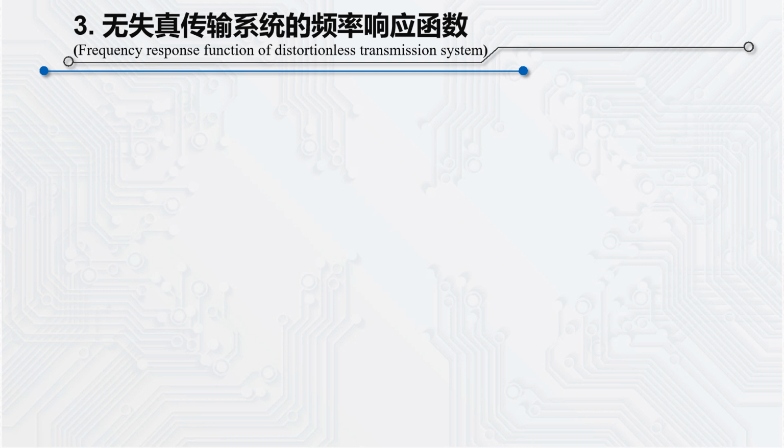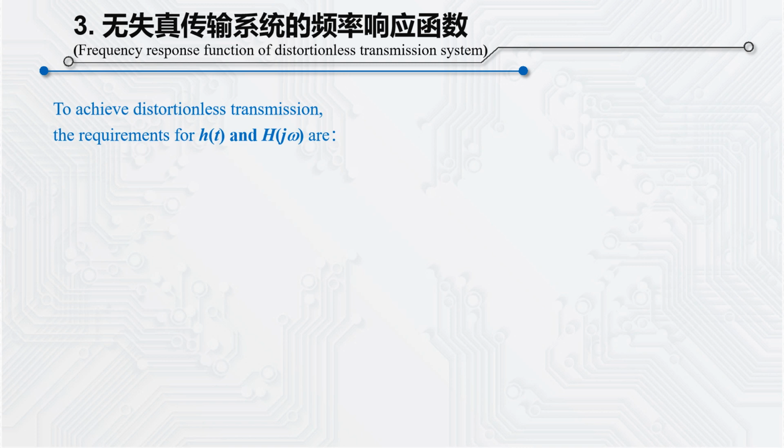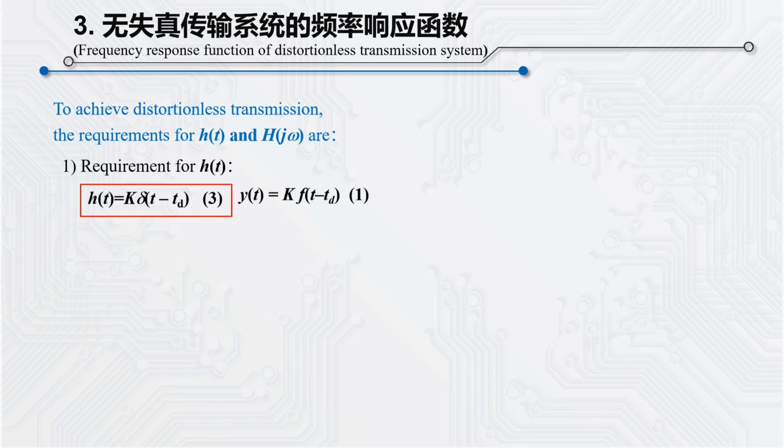Let's discuss the frequency response function of distortionless transmission system. According to the definition of distortionless transmission system, to achieve distortionless transmission, what are the requirements of the system for h(t) and H(jω)? First, let's look at the requirements for h(t). The unit impulse response of the system should satisfy formula 3. Obviously, according to the input and output relationship of the undistorted transmission system, formula 3 is true.